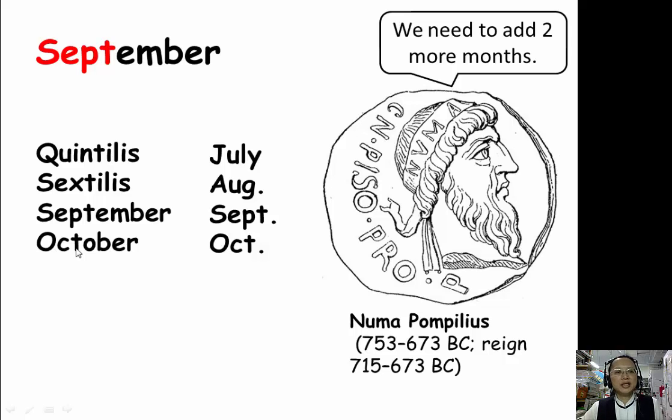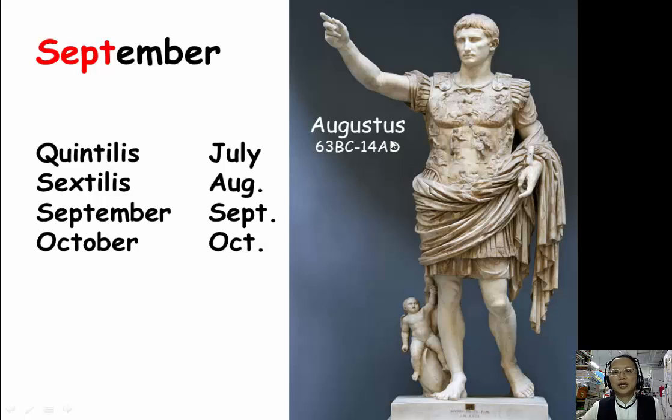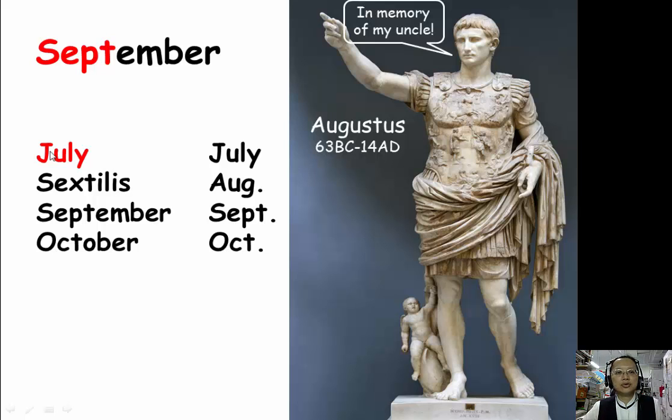Well, the story doesn't end here. Later on, we have Augustus. He is the nephew of Julius Caesar. During his reign, he said he wants to change Quintilis to July because his uncle, Julius Caesar, was born on Quintilis. He changed Quintilis into July.